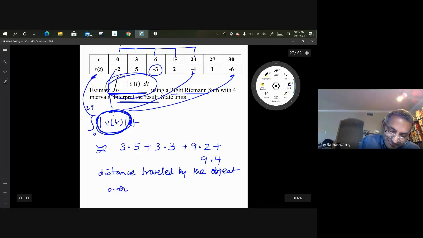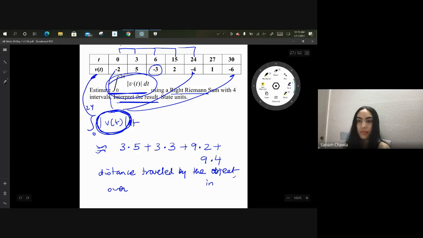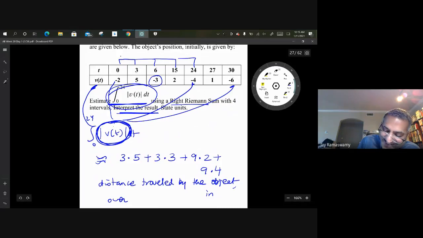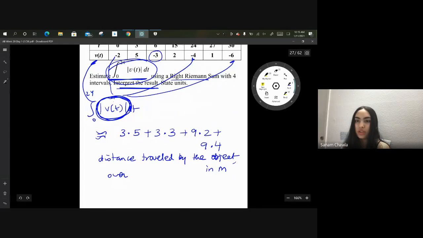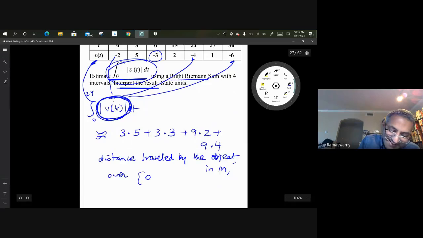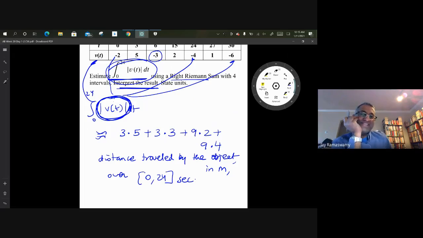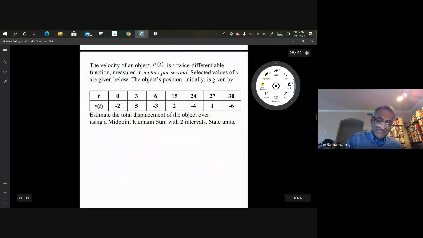Over. Oh, by the way, what would distance be measured in? Common sense. Meters. Over the interval 0 to 24, is that seconds? Yes. Again, you need to memorize your formulas. The integral of velocity is displacement, but the integral of absolute value of velocity is distance. Memorize your notes.